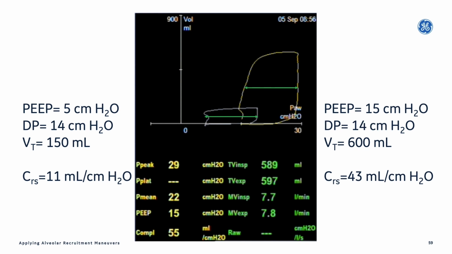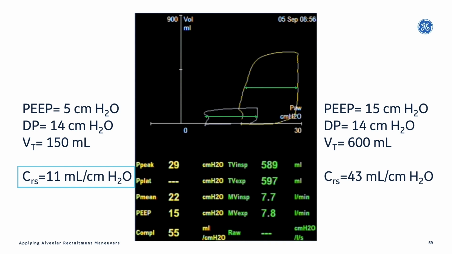This is an example of a patient who received a recruitment maneuver and increased PEEP in response to a low respiratory system compliance that was noted intraoperatively. You can see on the left-hand side, the patient has a measured respiratory system compliance of 11 mLs per centimeter of water. At that point in time, he was receiving a PEEP of 5 with a driving pressure of 14 centimeters of water, which resulted in a tidal volume delivered of 150 mLs.